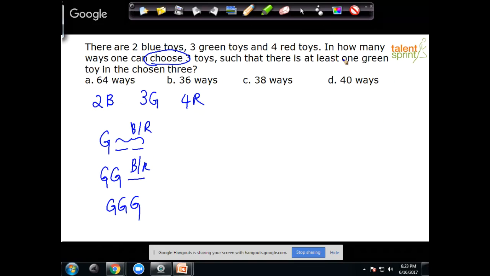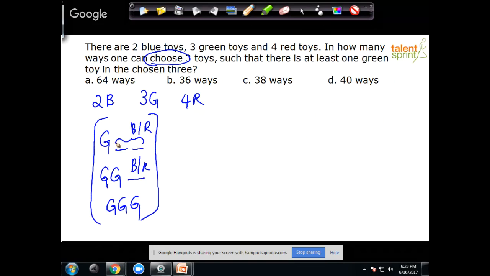So these are the 3 cases which will satisfy the requirement. You need at least 1 green toy. When can that happen? When any one is green and the other 2 are blue or red, 2 are green and the other one is blue or red, or all 3 are green. So all these 3 conditions satisfy the given requirement.